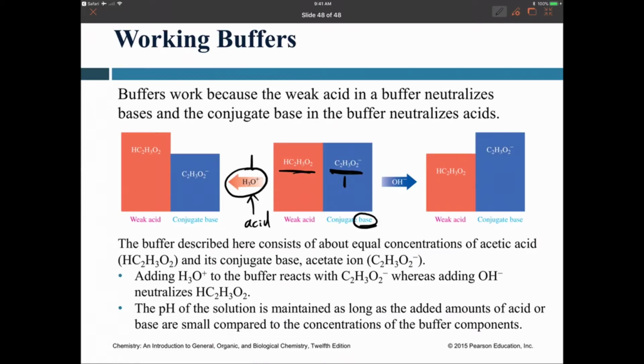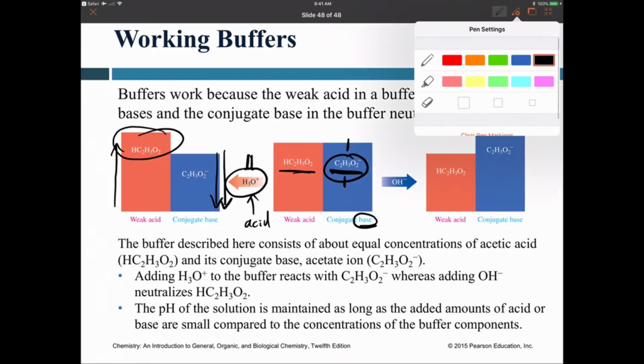When they react, this is going to get consumed. So this concentration is going to go down. Okay? But when this thing here and this thing here react, they're going to make this. Okay, that's what they're making when they react. So the concentration of the weak acid will increase, the concentration of the weak base will decrease. Okay? Now, let's try it again.